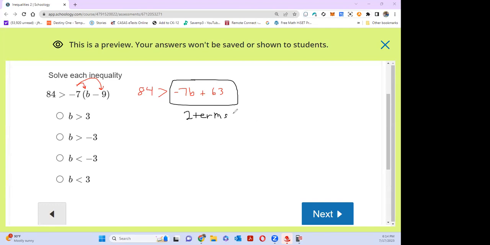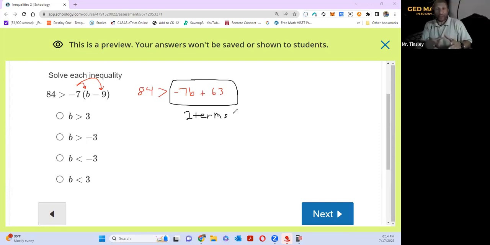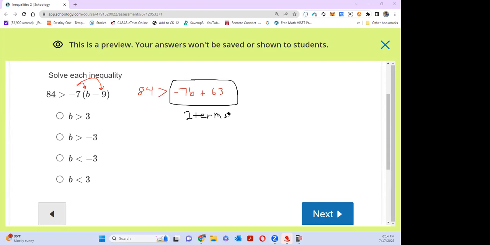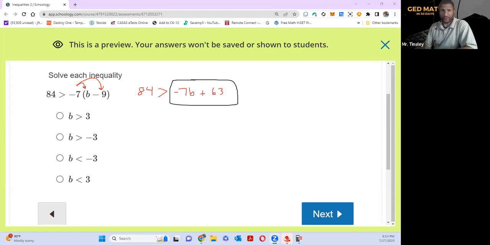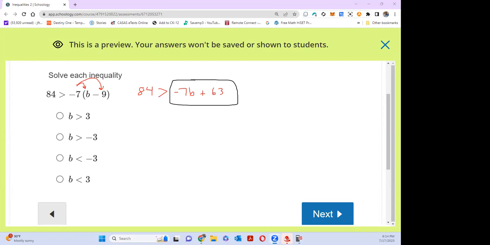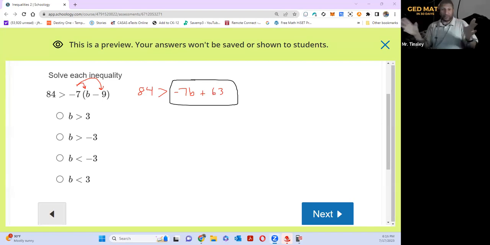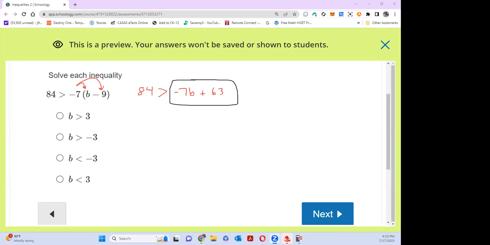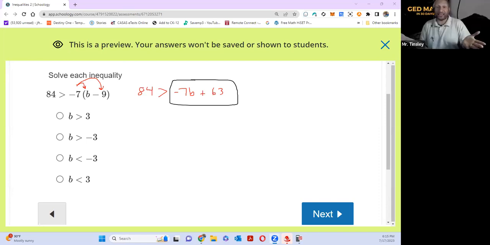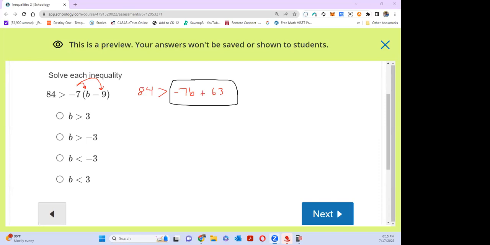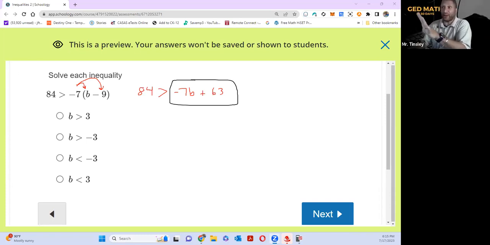So now, how many terms do I have on the right side? You got 2 terms on the right side: negative 7b and 63. Now your question is, if I'm trying to get b by itself, what term should I try to get rid of first? Listen, you might be stuck, but watch this. There's only 2 terms on the right side. It ain't too many choices that you have. You gotta get rid of the 63. Okay, so how would you get rid of the 63?